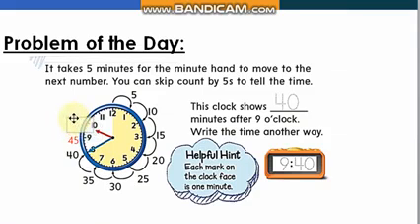50, and then 55. And finally 60 or 0. 0 minutes, or we can say 60. So let's say them together. 5, 10, 15, 20, 25, 30, 35, 40, 45, 50, 55, 60.